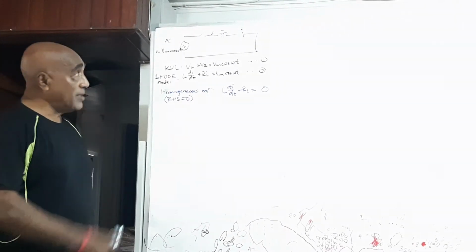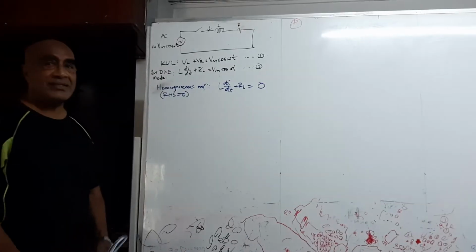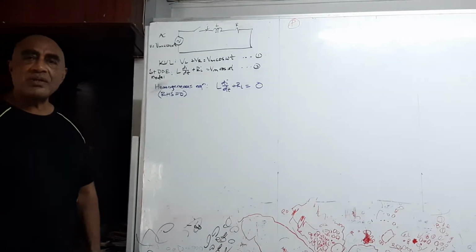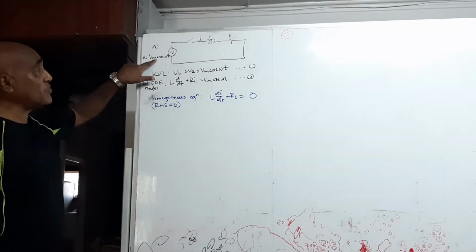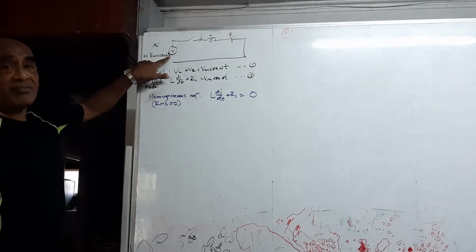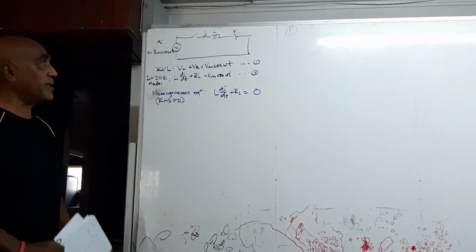There's a circuit that I've reproduced here of the series RL circuit. But you will note the only difference is that your source voltage here is a sinusoidal waveform. It's an alternating current.